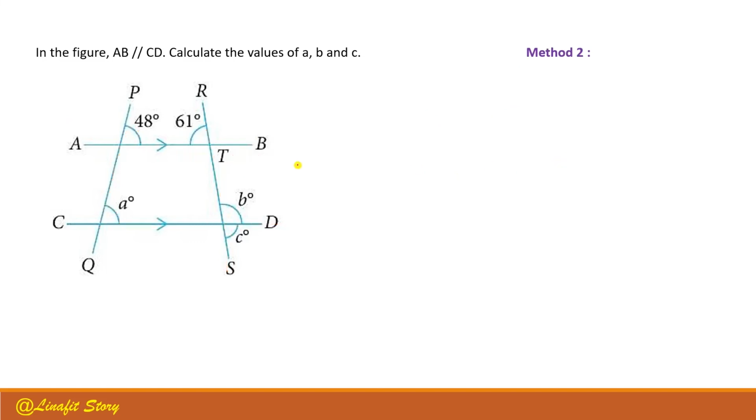The second method is here. If this is 48 degrees, A is also 48 degrees. And then to get B, this is vertically opposite angle, so this is 61. And then we will use F shape. This is 61, C is also 61.